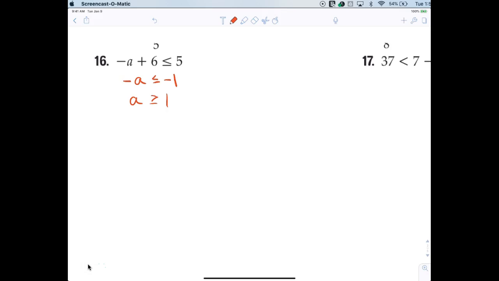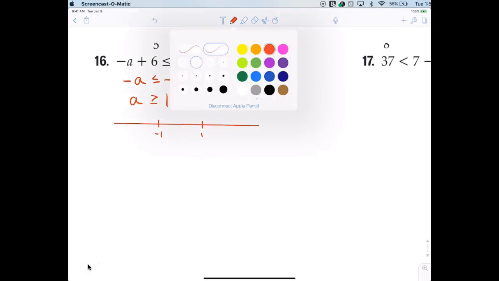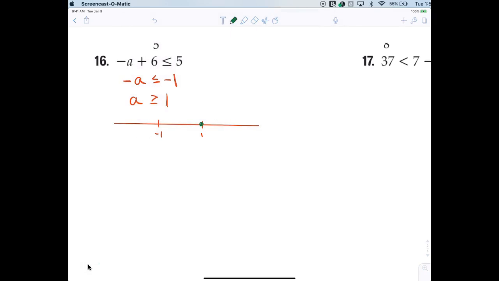All right, so if I was doing this on a number line, here's negative 1 and 1. Solid dot at what? Solid dot at 1, and we're going to the right. There's the answer, graphically.